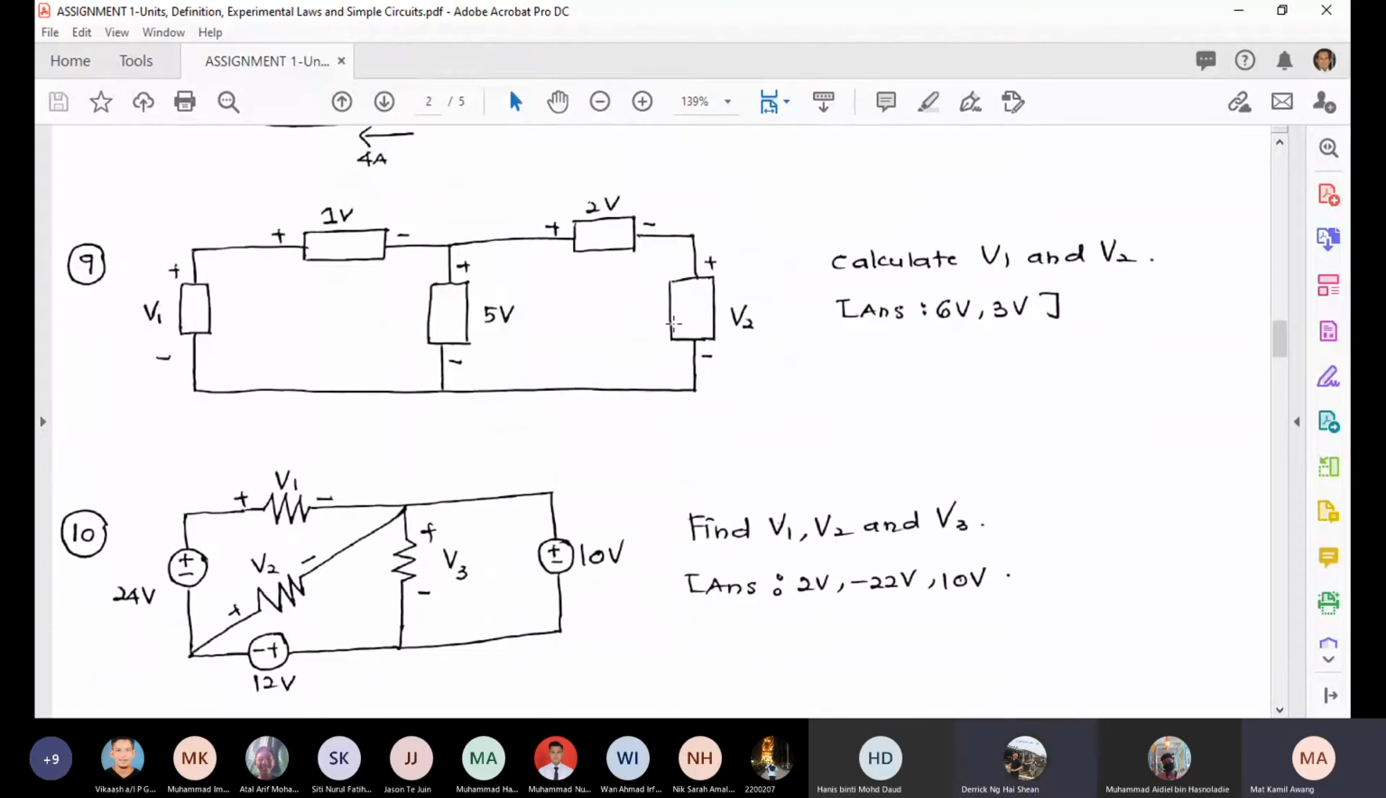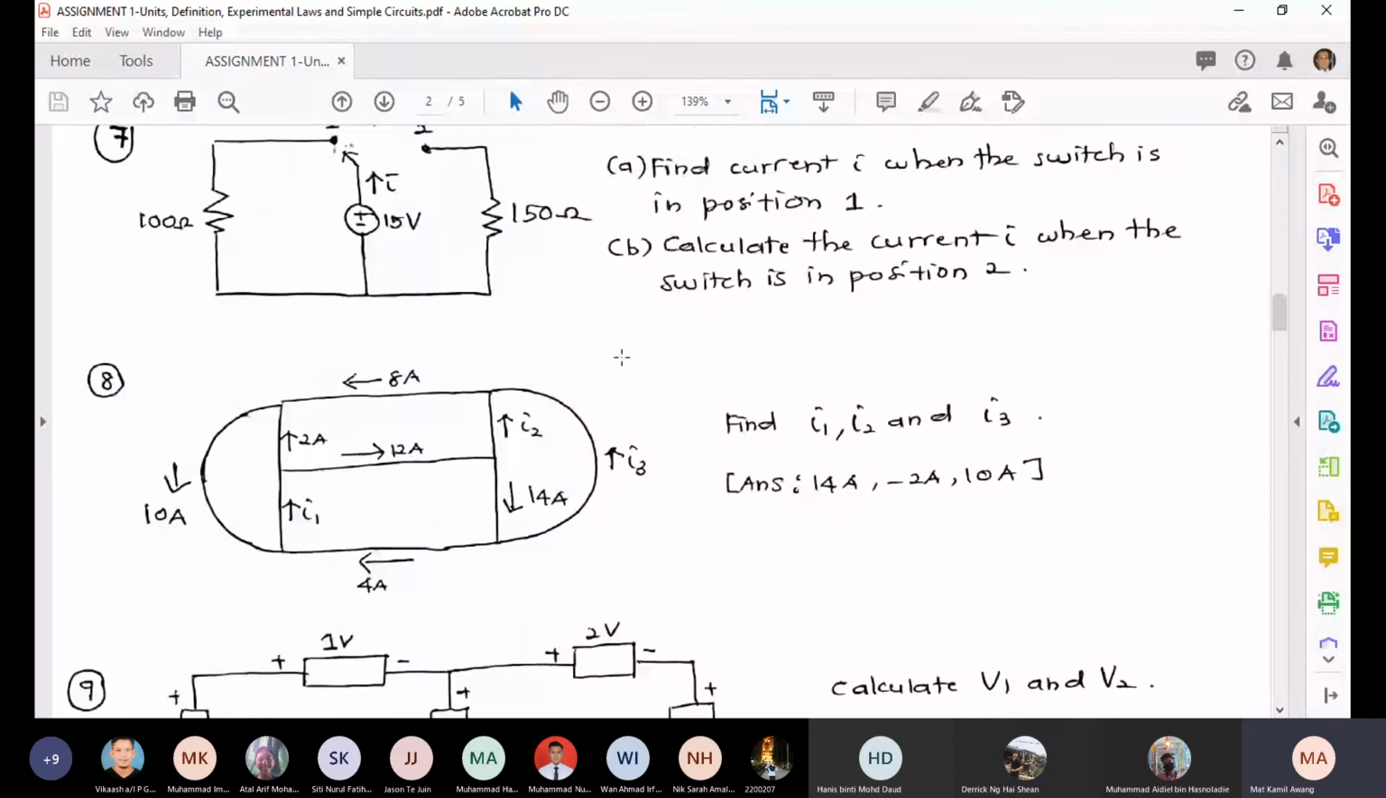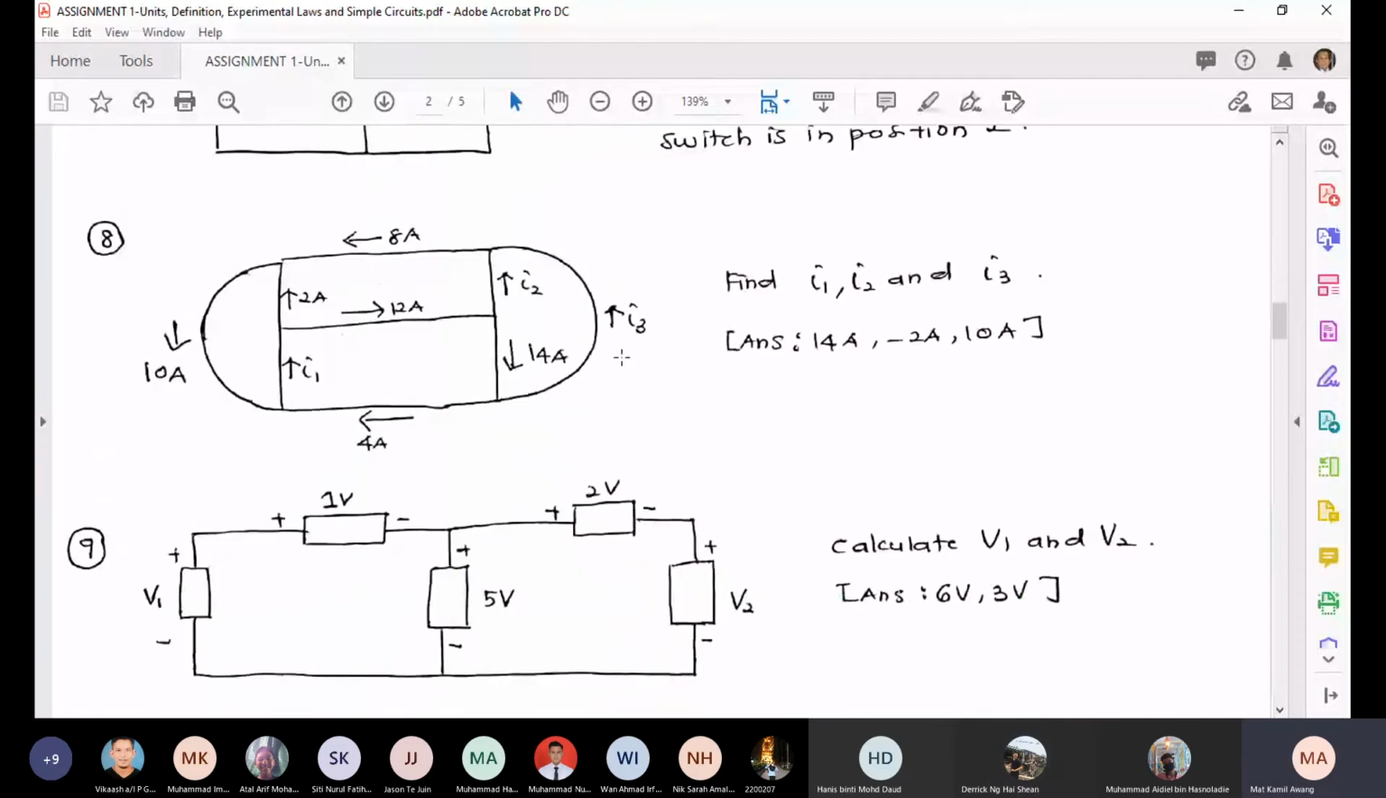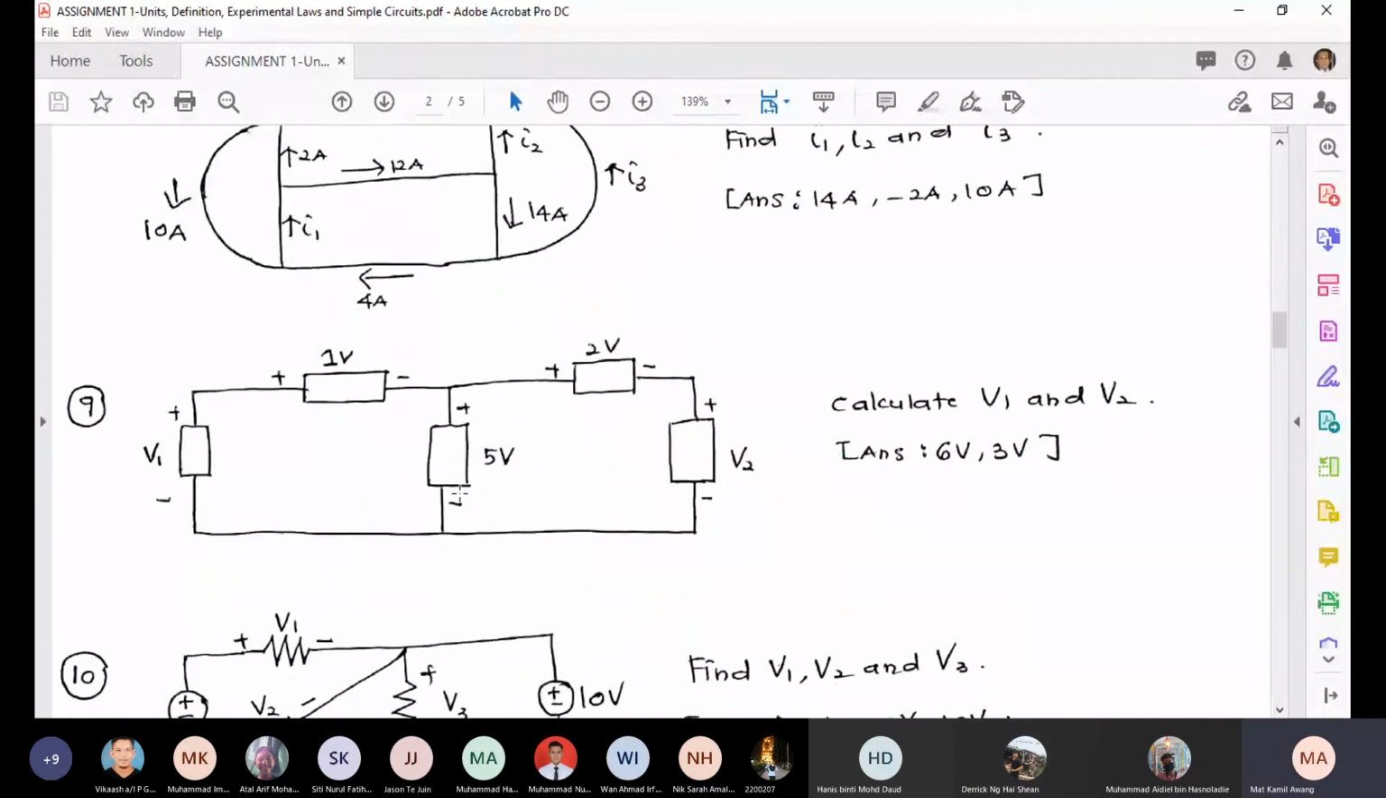Number 9. Calculate V1 and V2. So which one is V1? This is V1, this is V2. This is actually quite similar to this one, the only thing is that it is reversed. Okay. So you have 5 volt here, and this one is 1 volt. This is V1. This 2 volt is V2.